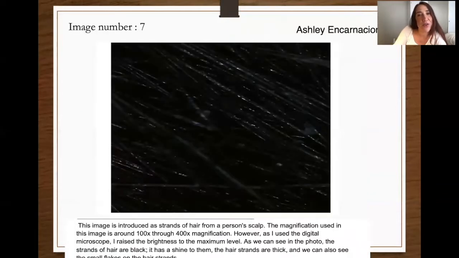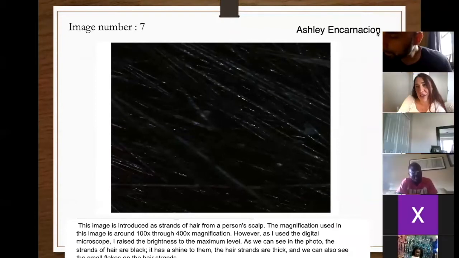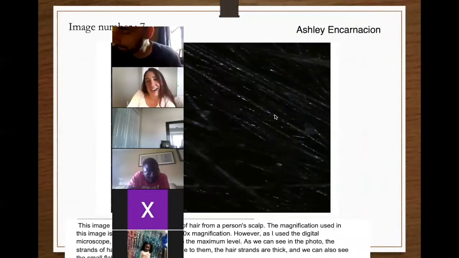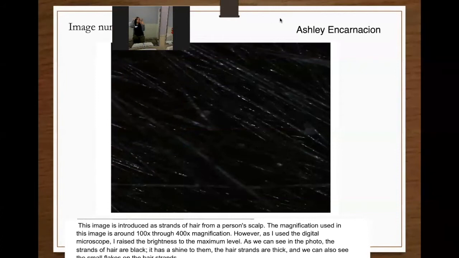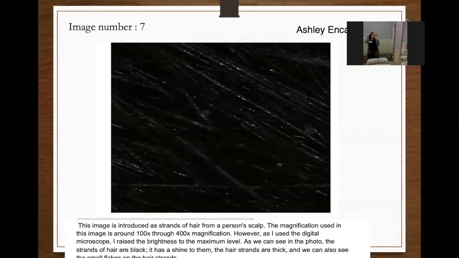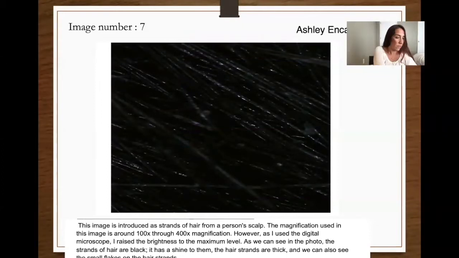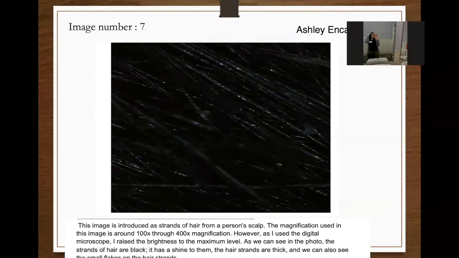We have Ashley Encarnacion. I would like you to present those images, please, Ashley. Yes, hi Professor, hi everyone. This is an image of someone's scalp, so it's like hair. I didn't really know how to work with the microscope, but I knew that the magnification could have been around 100x through 400x. As you can see, the strands of hair are thick and very shiny, and you can also see some flakes, but it's very light. So that's my image number 1.